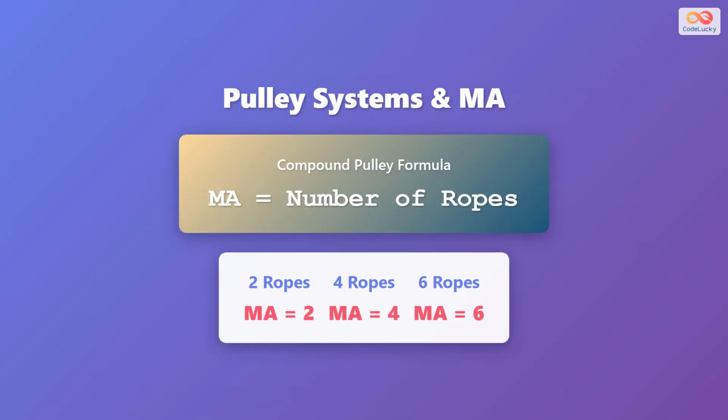When pulleys are combined into compound systems, the mechanical advantage equals the number of rope segments supporting the load. If 2 ropes support the load, the mechanical advantage is 2. With 4 ropes, the mechanical advantage is 4. With 6 ropes, it's 6. This simple counting method makes it easy to determine how much force multiplication a pulley system provides. More ropes mean less force needed, but you must pull the rope a greater distance.